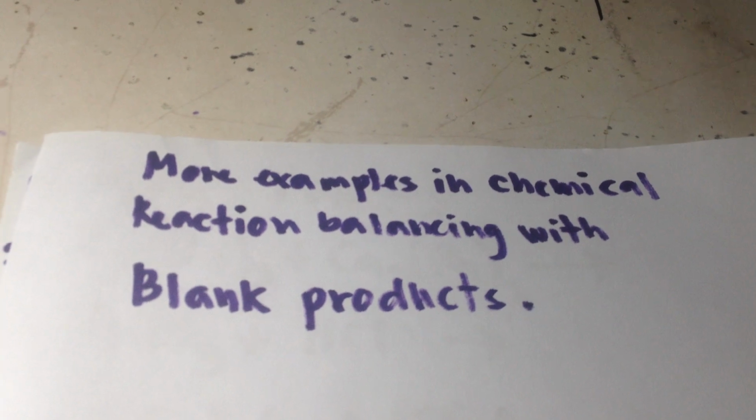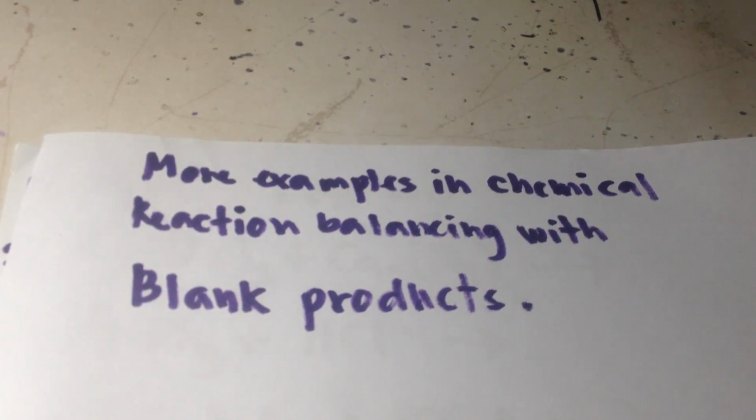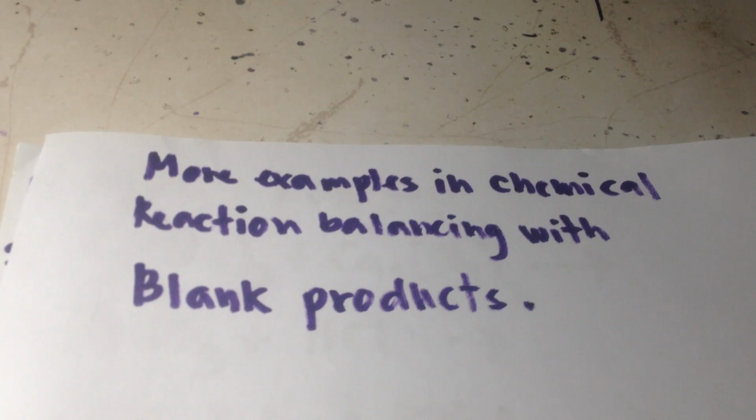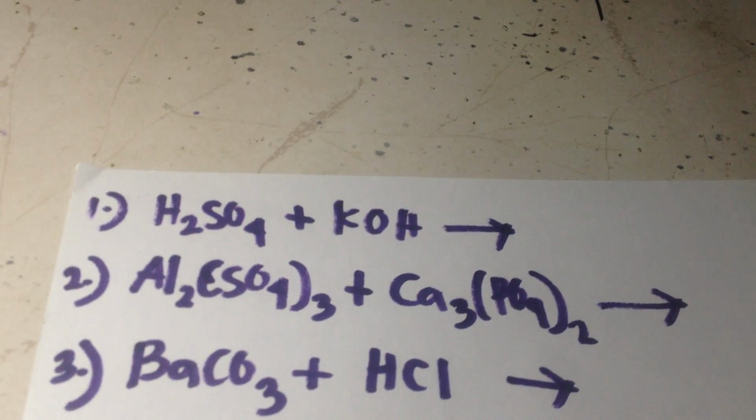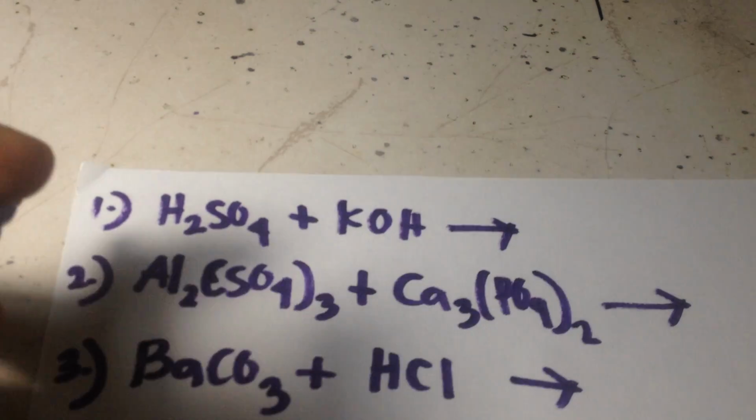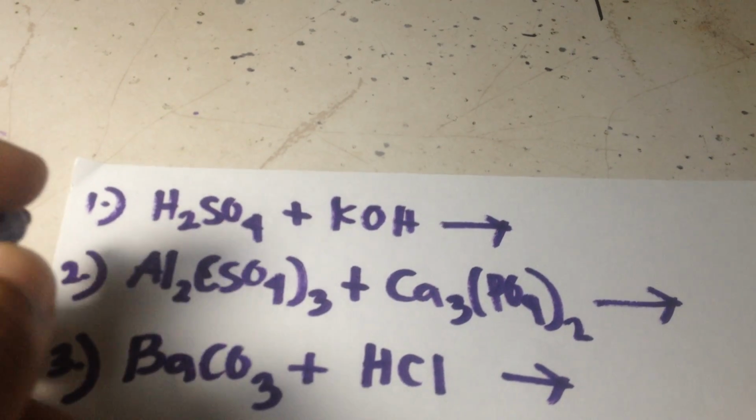Everyone, in this video we're going to balance chemical reactions with blank products. So let's begin in number 1. Number 1 we have sulfuric acid plus potassium hydroxide.